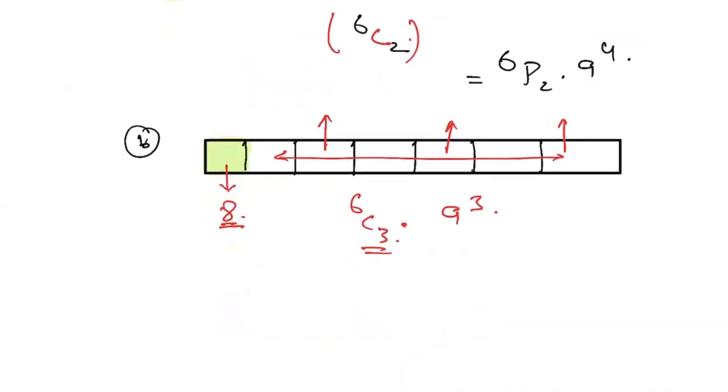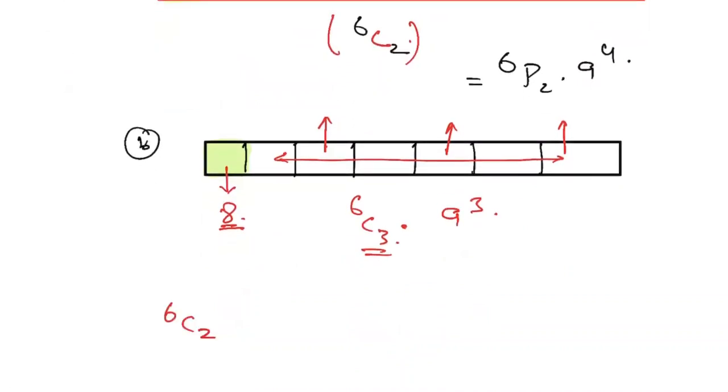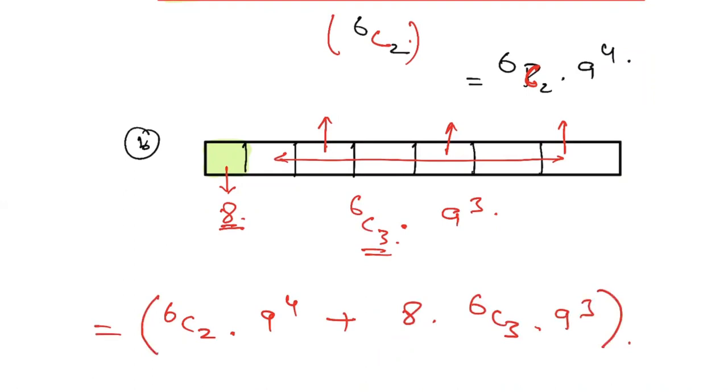So overall, what answer are you getting? 6C2, or multiply with factorial 2, times 9 to the power 4, plus 8 into 6C3, times 9 to the power 3. So this is the complete thing that you are getting, right?